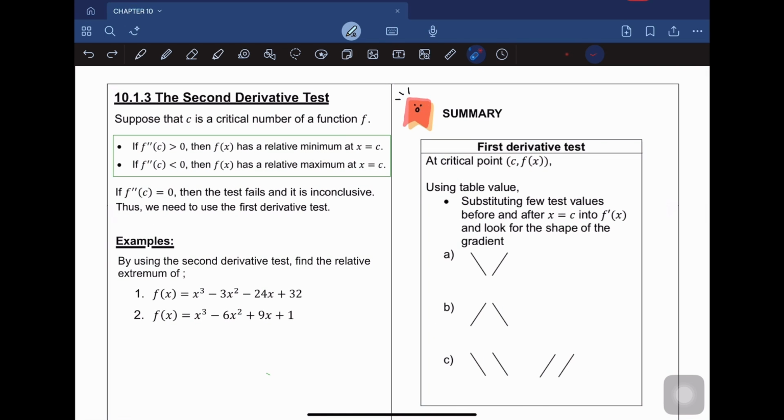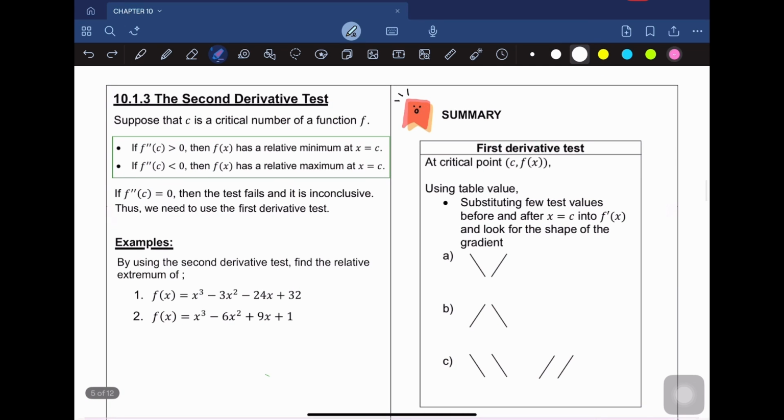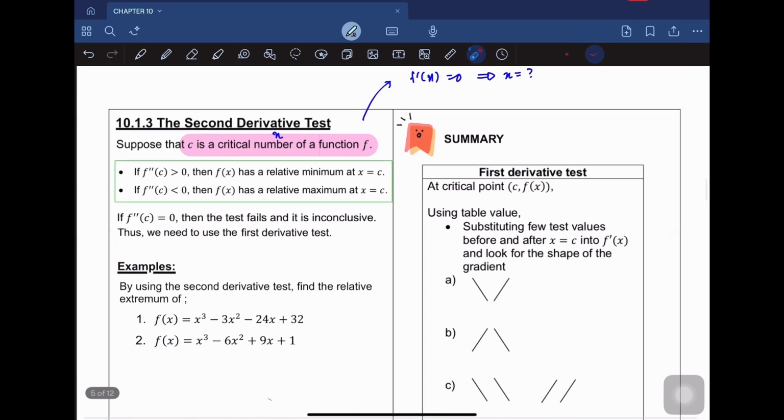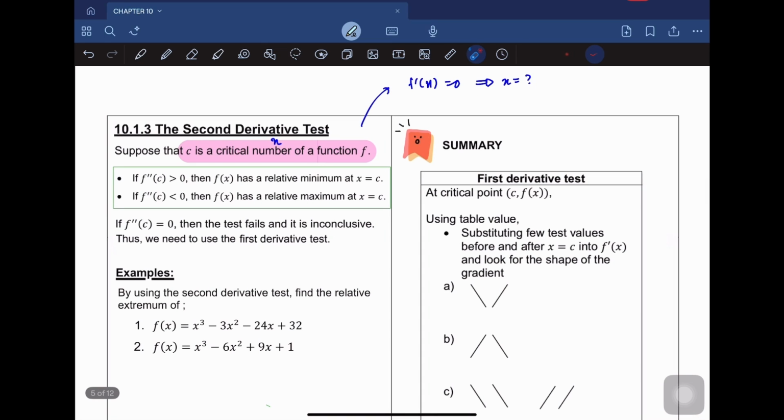So the same thing. Suppose that c is a critical number of a function. Macam mana nak dapat critical number ataupun nilai x? Sama sahaja step dia, our f prime x will equal to 0, and then from here you will get your x. Value of x ini adalah your critical number. Lepas tu macam mana kita nak check dia maximum ke minimum? Kita akan differentiate kali kedua. We differentiate again the function.